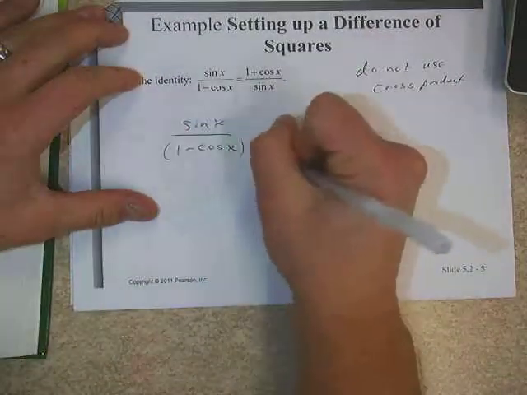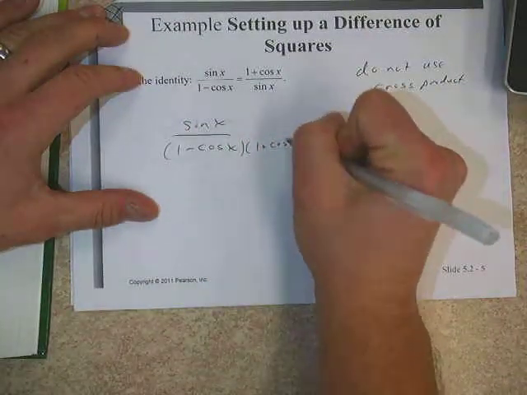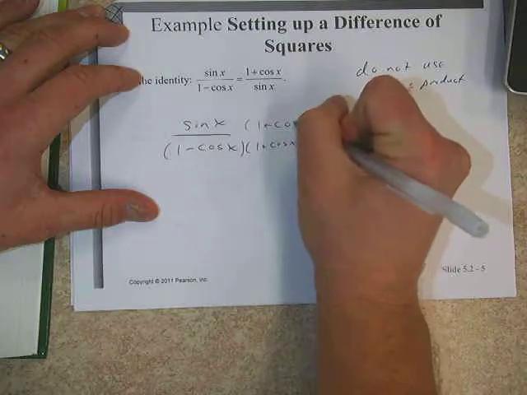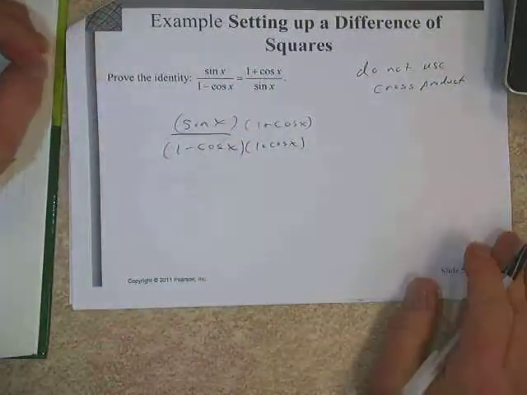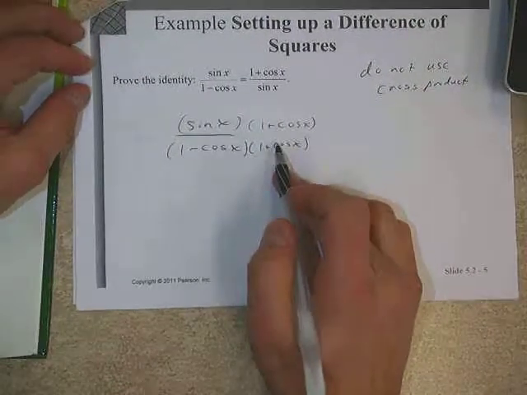Well, in this case, we've got to think about how we're going to get this to be transformed into that essentially. And what you want to recognize is that if I have 1 minus cosine x, what would be the conjugate of 1 minus cosine x?